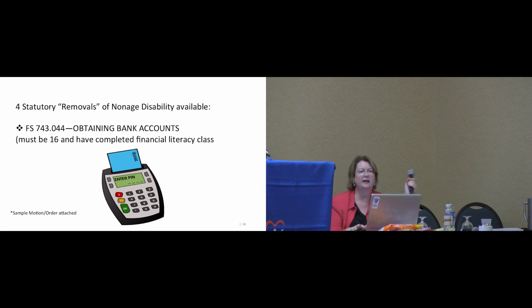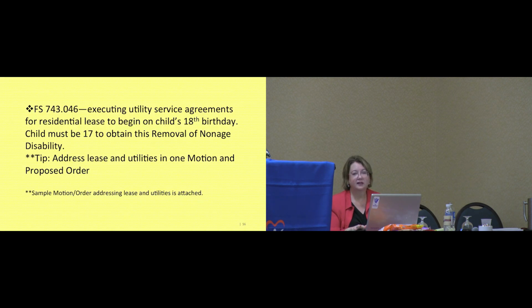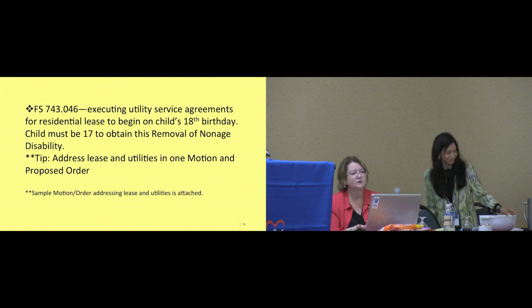The one I had was very liberal. I think the only testimony was she had talked with her case manager about budgeting or something. So that financial literacy class is not a big hurdle. The one permitting the child to sign a residential lease to start upon the child's 18th birthday, they can do that at 17. The one for the utility services goes along with the lease. I usually address the lease and the utilities in one motion and proposed order, and that's fine for those two specific areas.